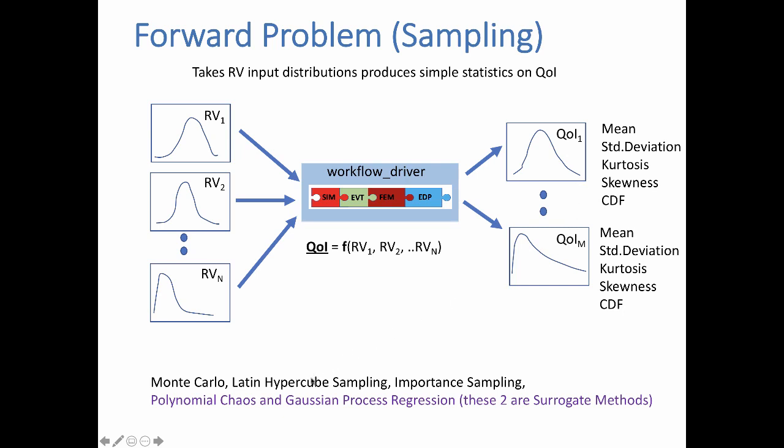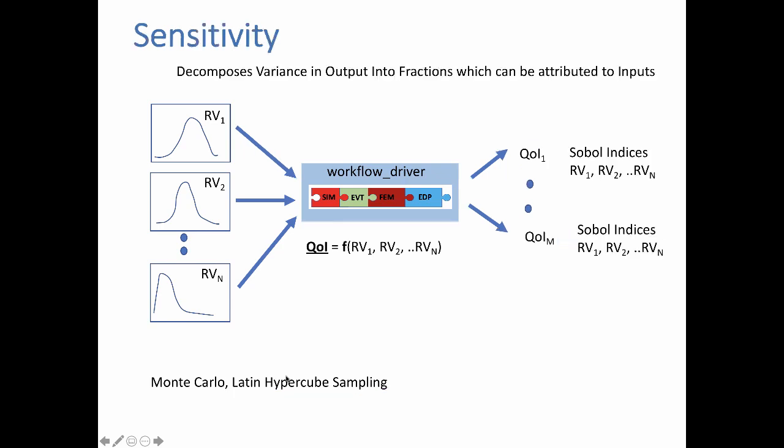We've been using Latin hypercube sampling up until now. Other options available are Monte Carlo and importance sampling. For those cases where the workflow takes an awful long time to compute for each deterministic simulation, there are two surrogate methods available: polynomial chaos and Gaussian process regression.